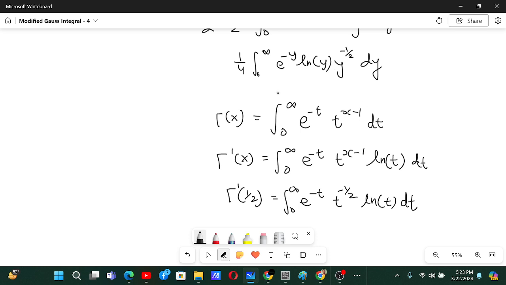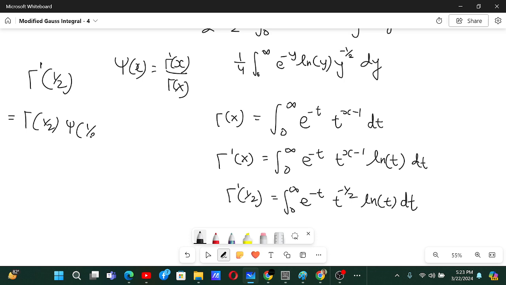What a beauty. Now how to find gamma dash of 1 by 2? For this we will take the help of the digamma function. We know that the digamma function is defined as gamma dash of x by gamma x. That's why this will just be gamma 1 by 2 times digamma 1 by 2. And gamma 1 by 2 is well known as root pi. How to find digamma 1 by 2? For that we can use the duplication formula of the digamma function, that is, I also don't know right now, wait, let me see, but we can find this.